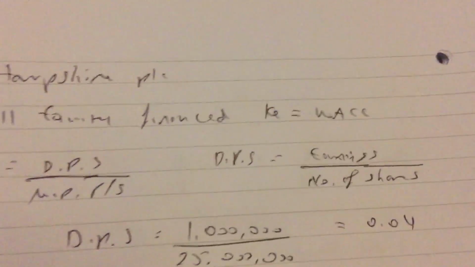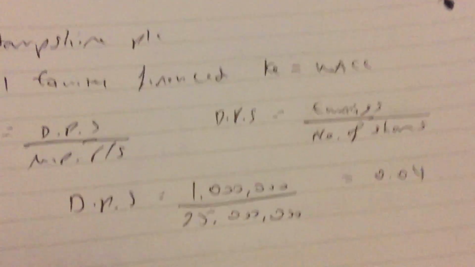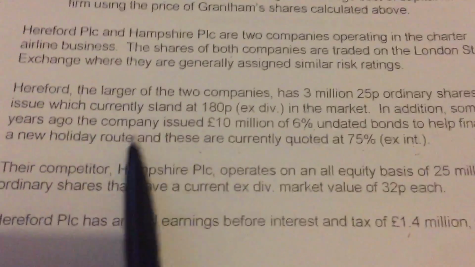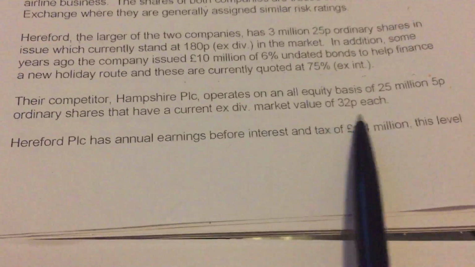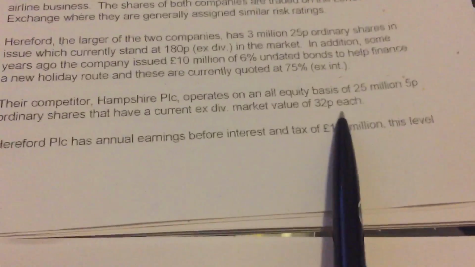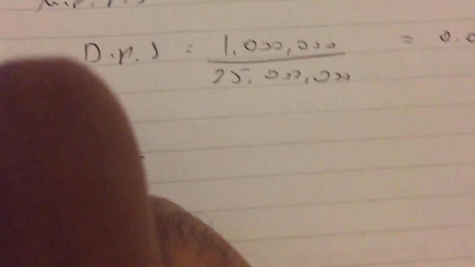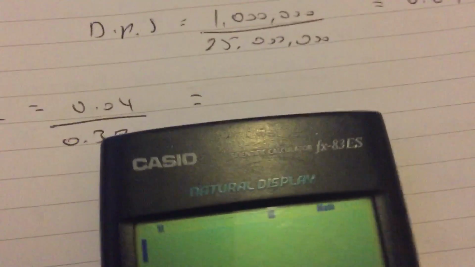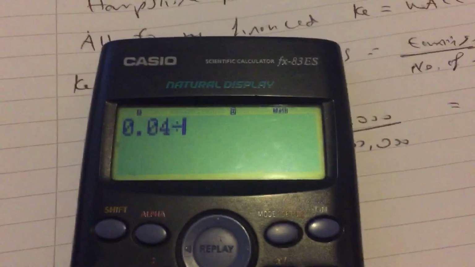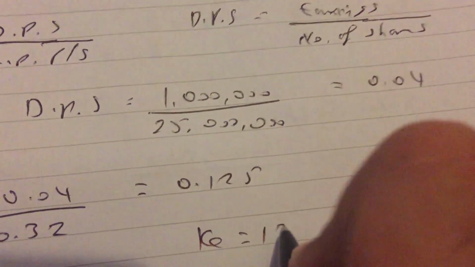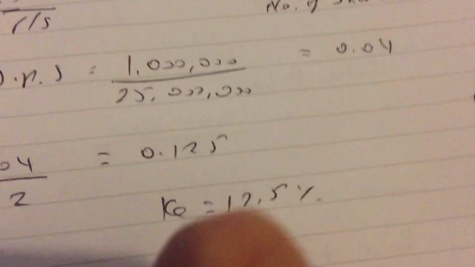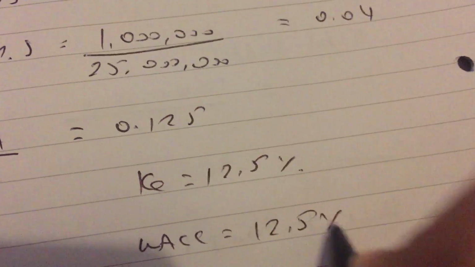And our cost of equity equals dividends per share, 0.04, divided by market price per share. For Hampshire, the ordinary shares have a current market value of 32p. So 0.04 divided by 0.32 equals 0.125. So cost of equity equals 12.5%, and our weighted average cost of capital equals the same amount, 12.5%.